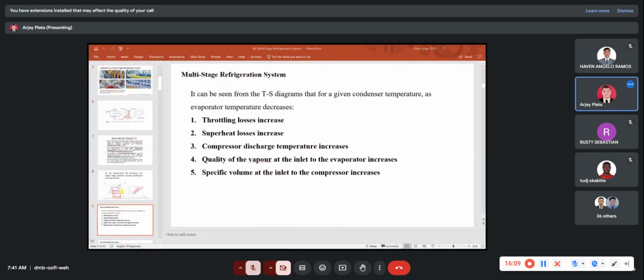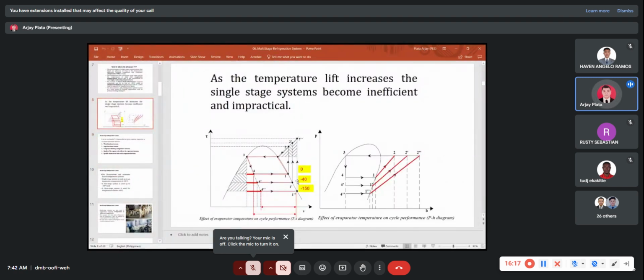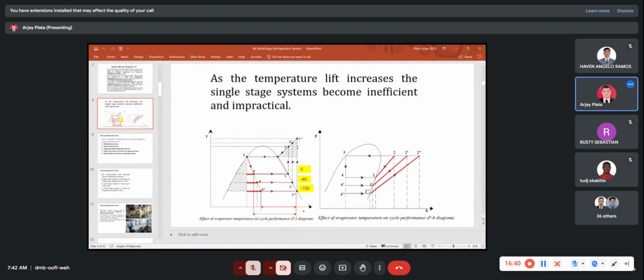Next one, superheat losses increase. This shaded portion is the losses for superheat. As you can see here.